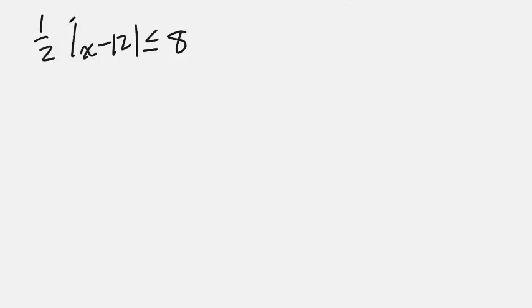We see this on the left-hand side: 1/2 absolute value of x minus 12 is less than or equal to 8. First thing we'll do is get rid of this 1/2. How do we do that? Multiply everything by 2. Again, I'm using the unorthodox method. Your teacher may not approve, so you've been warned.